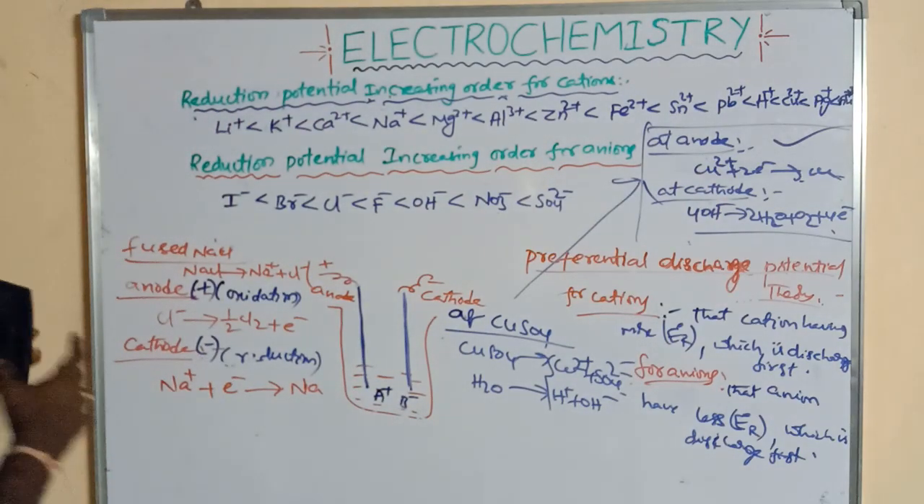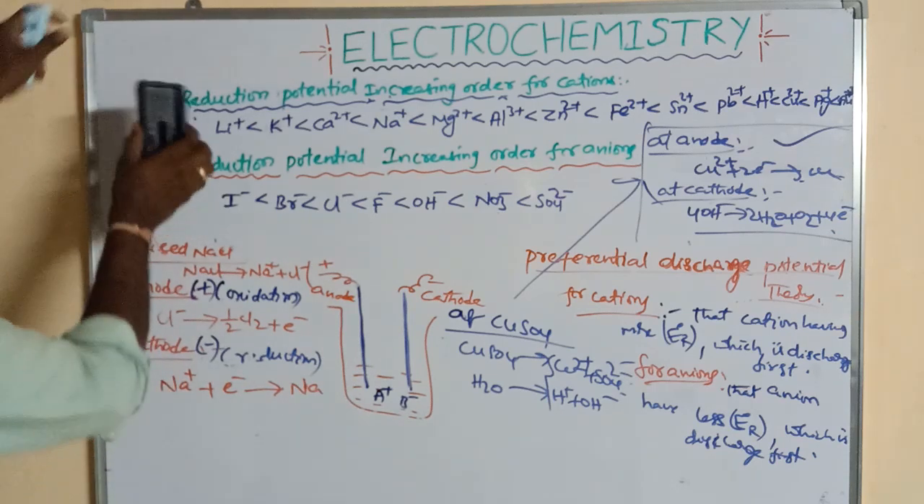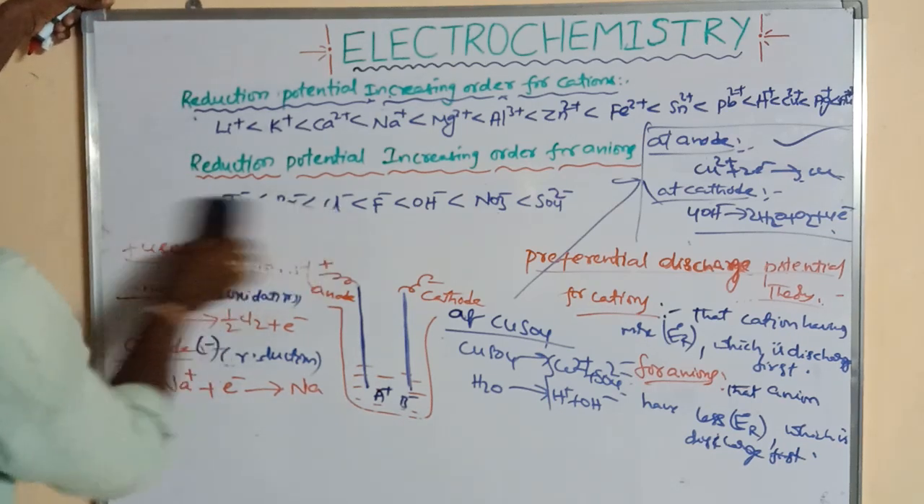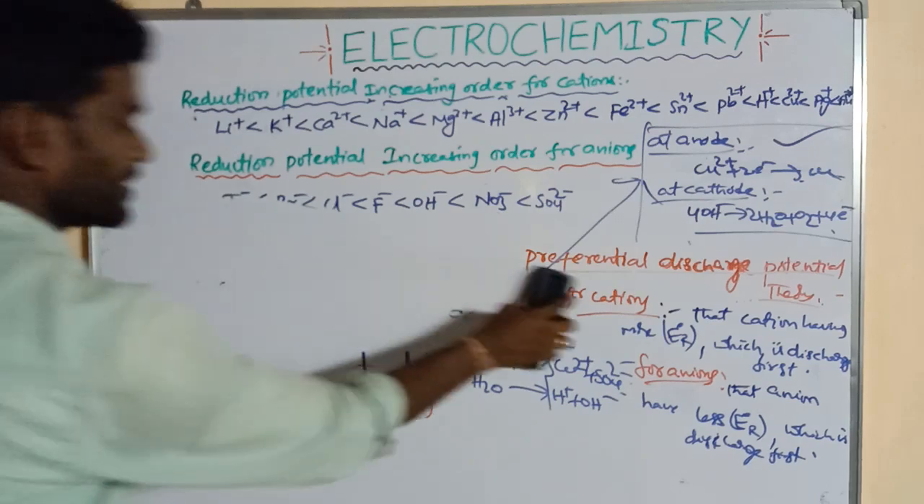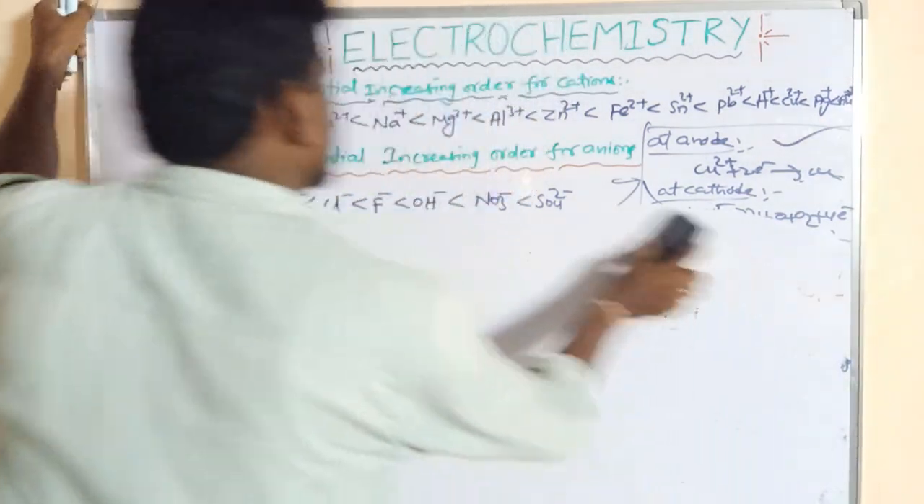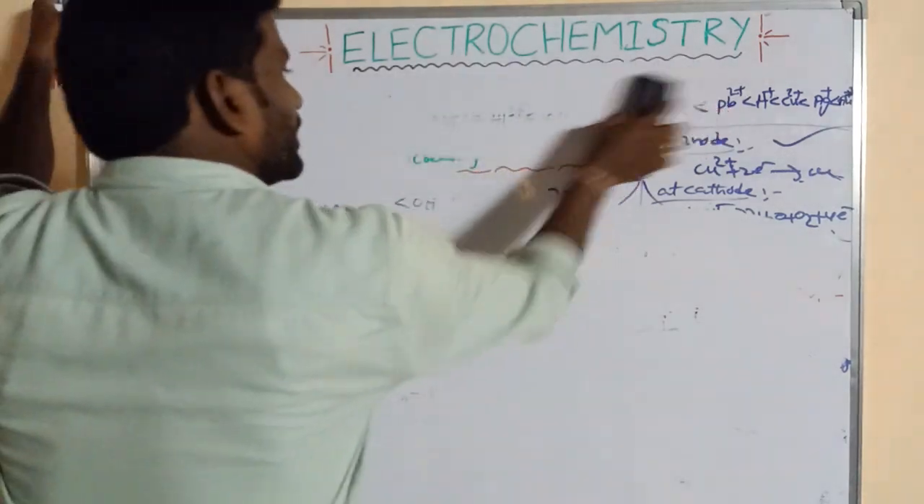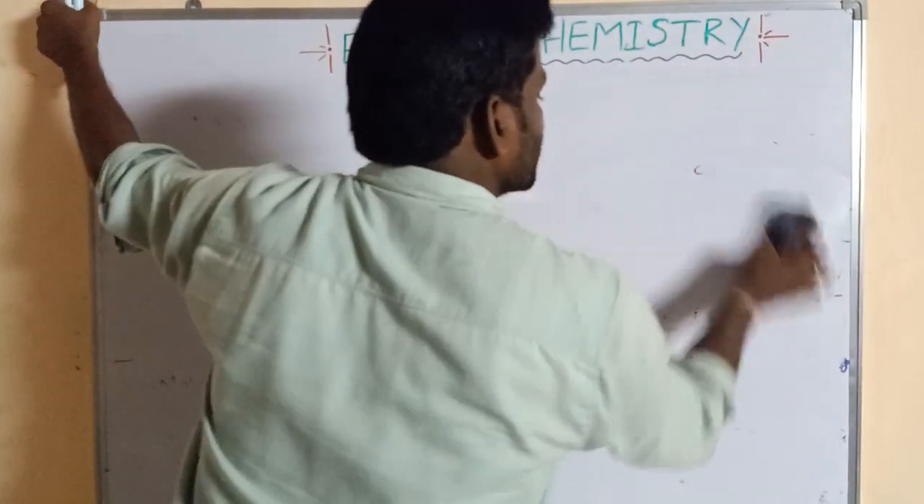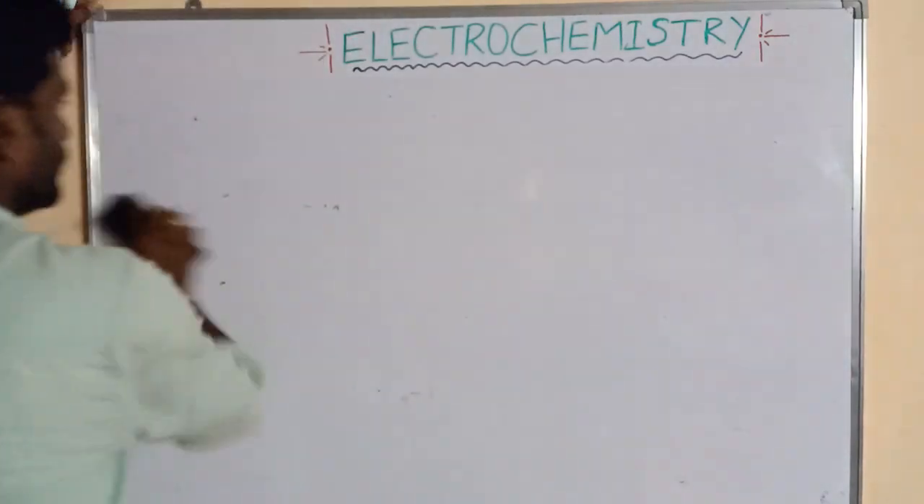Now we can write the electrolysis of some aqueous and fused electrolytes, and what are the products obtained at the cathode and anode.